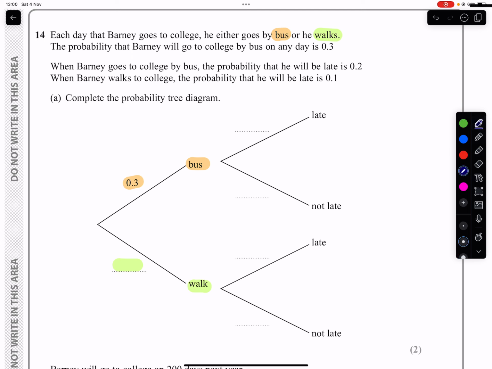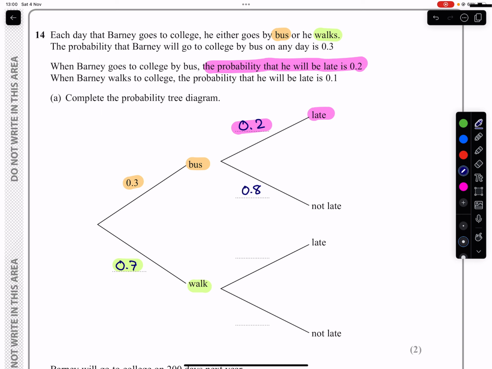So I can immediately write in 0.7 because the probabilities of these branches must add up to 1. If he goes to college by bus, so in other words, we're looking at this situation being here, the probability that he'll be late is 0.2. So that 0.2 refers to this here. So we can write 0.2 in there, which, given there's only one other option here, he won't be late 0.8 of the time.